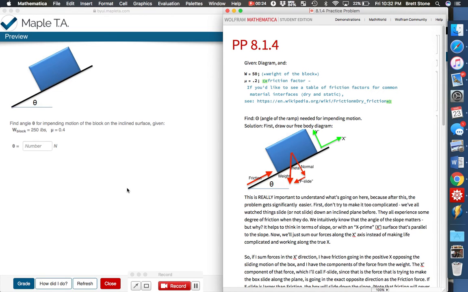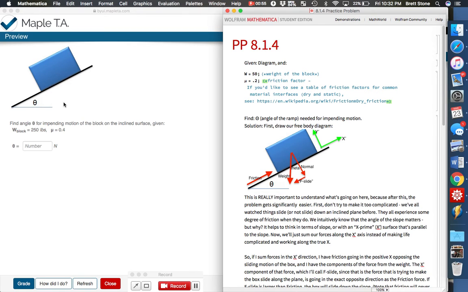So practice problem 8.1.4 asks us to find the angle at which this block will start to slide down the ramp. And you could imagine any number of simple situations in real life that are analogous to this. But anyway, it gives us the weight of the block, which obviously is going straight down, and mu, which is the friction factor between whatever this ramp or plane is and the surface of the block.